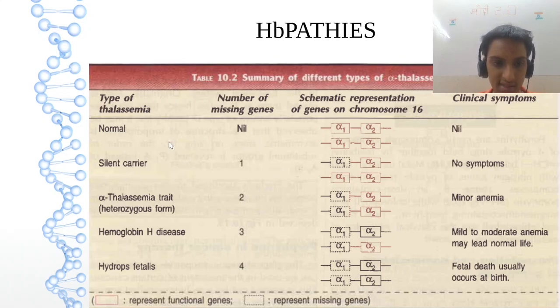In the first one, silent carrier, one gene is gone, with not much symptom, normal. Alpha thalassemia trait is heterozygous: two copies gone, minor anemia. In HbH, three copies gone, mild to moderate anemia but still a normal life. And hydrops fetalis, a severely edematous fetus, where all four copies are gone, so early death of the infant.